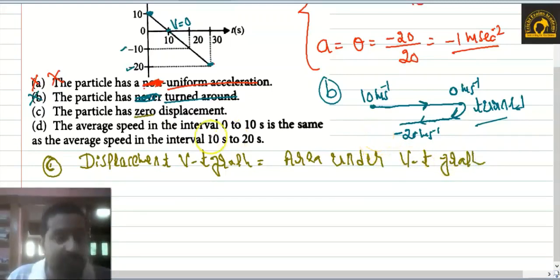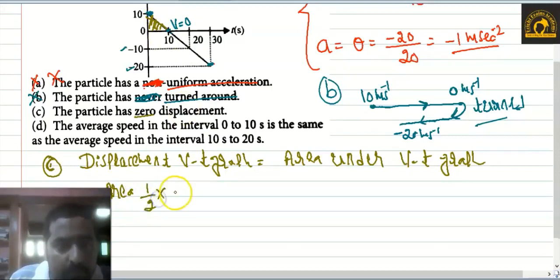So area under the VT graph means, what is the area for the first portion? This one. So what is the area of this one? This area is equal to how much? Area of the first one is half into base, base is 10, into height, minus, because this is a negative.